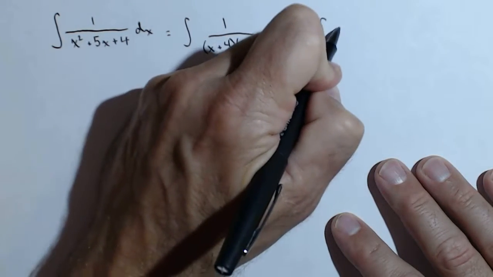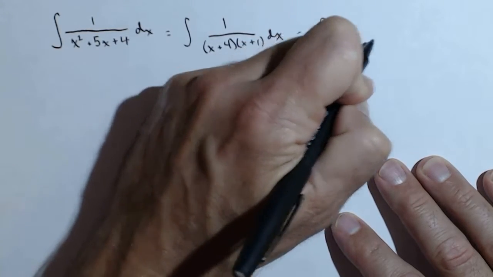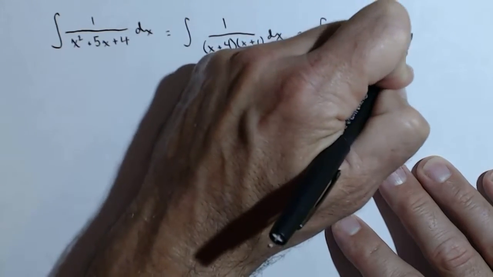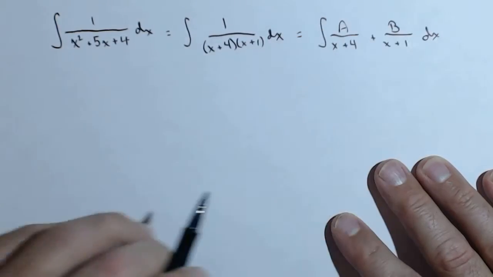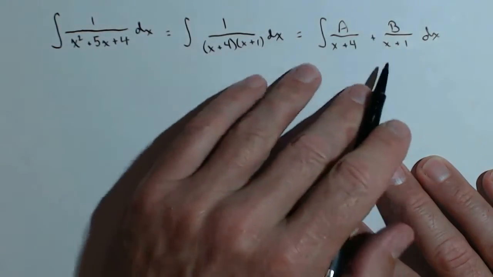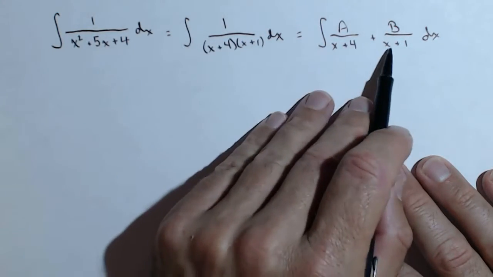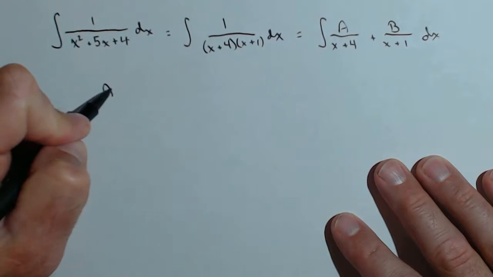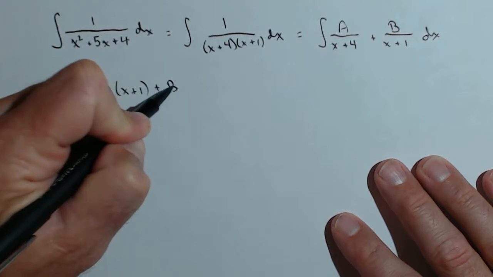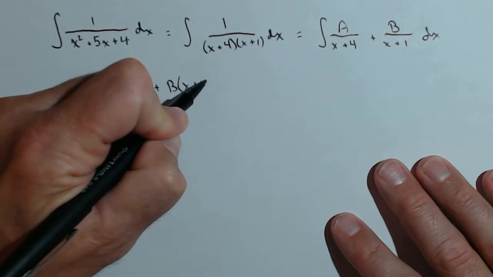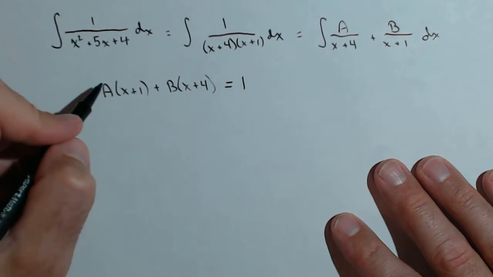In other words, we're going to want to write our integrand as A over x plus 4 plus B over x plus 1 dx. Now what we're going to do is create a system. So if we were to go the other direction, that A would have to get multiplied by x plus 1 to get a common denominator, and the B would have to get multiplied by x plus 4, and what we would want is that to be equal to 1.